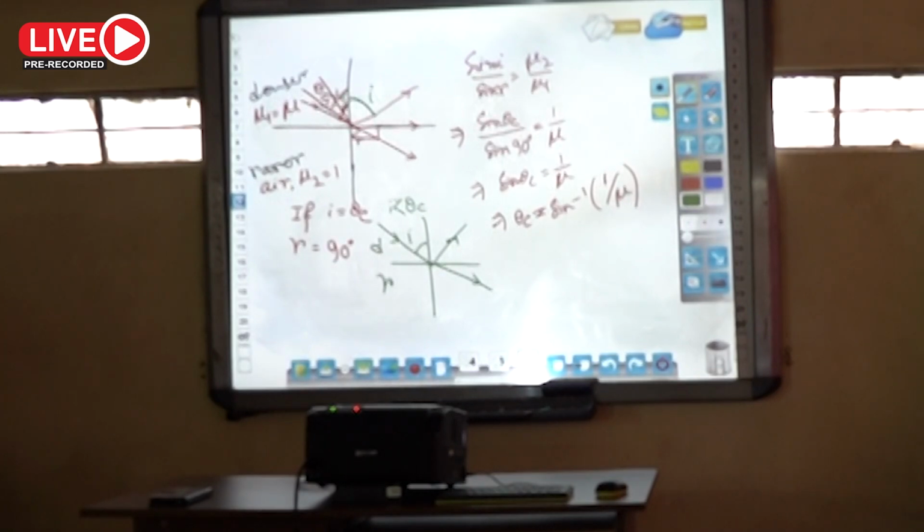So the necessary condition is that the angle of incidence in the denser medium should be greater than the critical angle. Then only total internal reflection will occur. And remember, light should go from denser to rarer, not from rarer to denser.